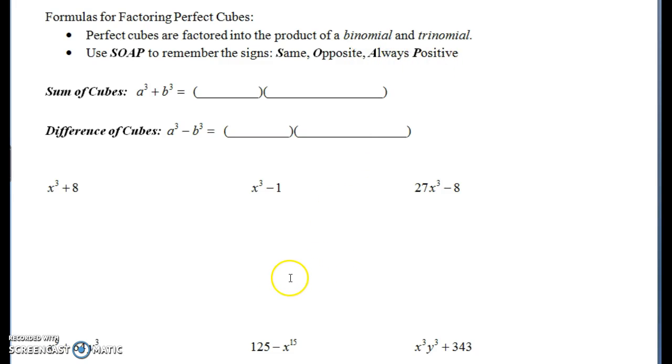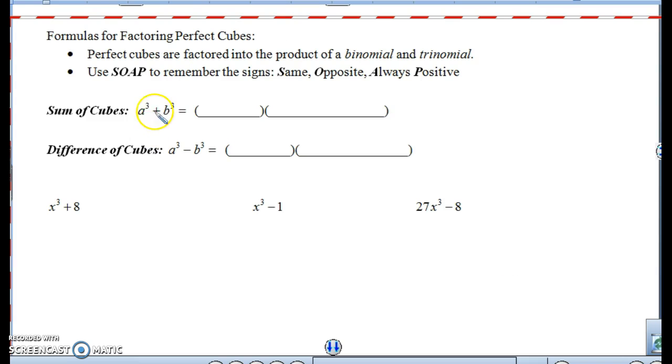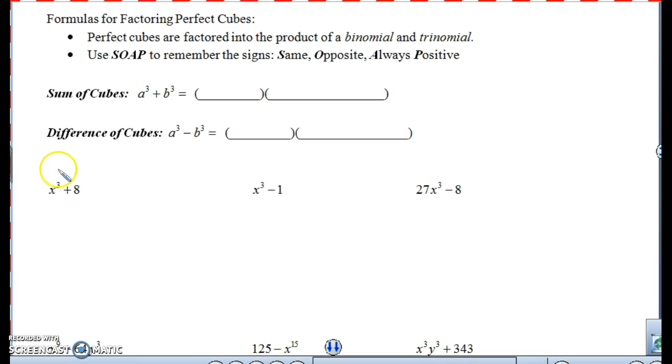Alright, so let's look at the sum of cubes and the difference of cubes. The sum of cubes means the first term and the last term are perfect cubes, and there is a plus in the middle. That would be the sum of cubes. For the difference of cubes, it's a cubed minus b cubed: perfect cubes with a minus in the middle. Now remember I said that the pattern is going to be a binomial and a trinomial.